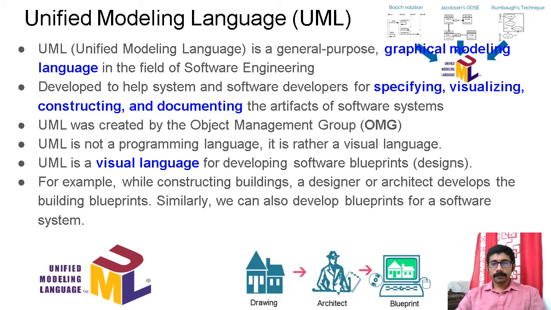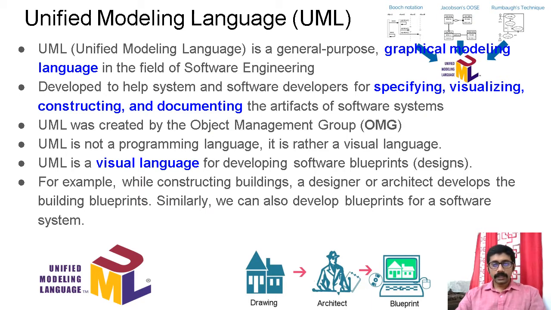UML is a general purpose graphical modeling language in the field of software engineering. Developed to help the system and software developers for specifying, visualizing, constructing, and documenting the artifacts of software system. UML was created by Object Management Group or OMG. UML is not a programming language. It is rather a visual language. UML is a visual language for developing software blueprints or designs.